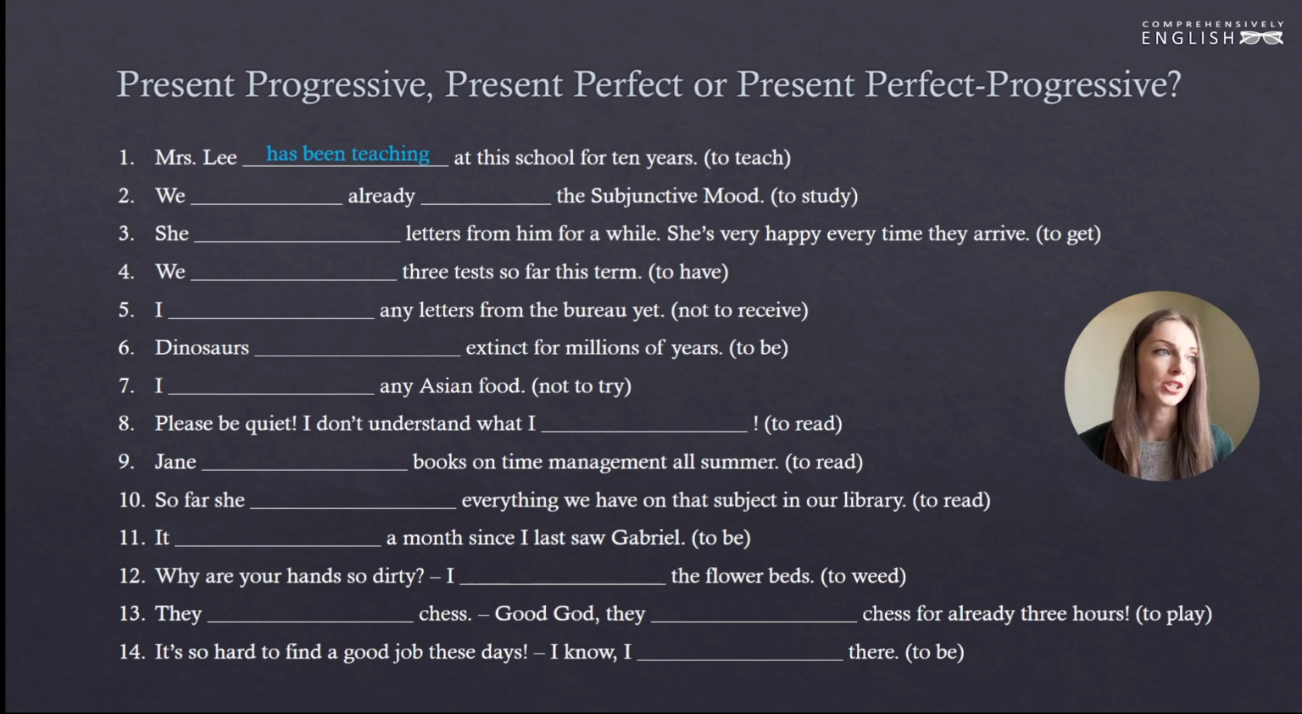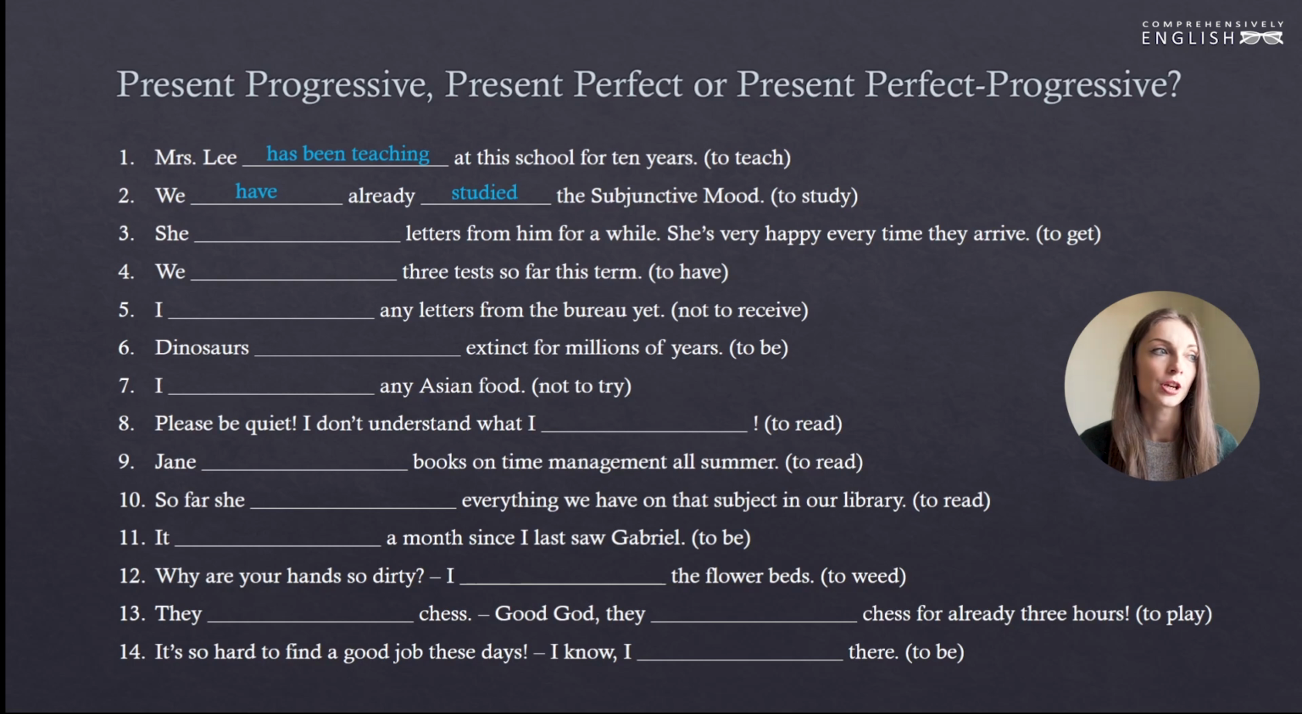She has been teaching. We have already studied the subjunctive mood. Already is one of the markers of the present perfect tense, and it shows us that something has already been finished or completed. We have already studied, and now we know it.